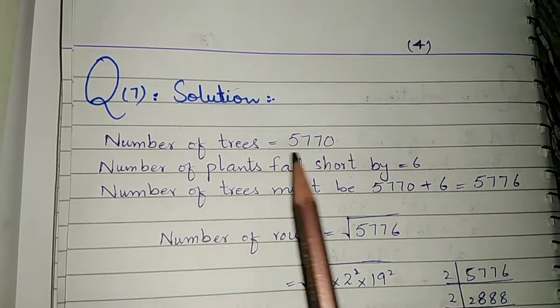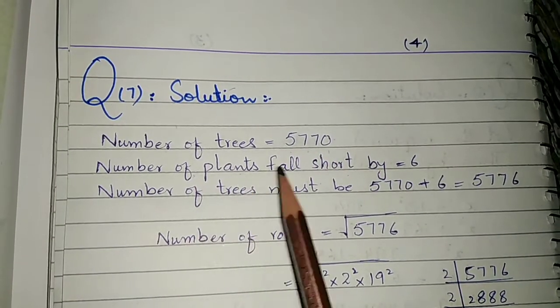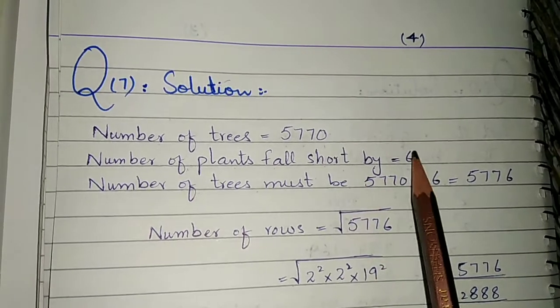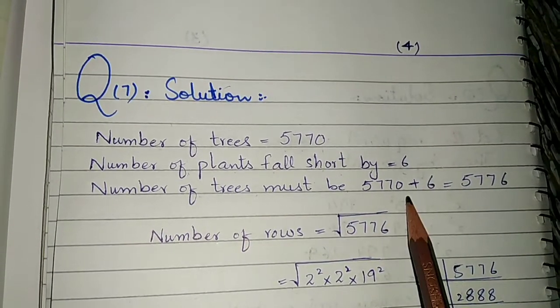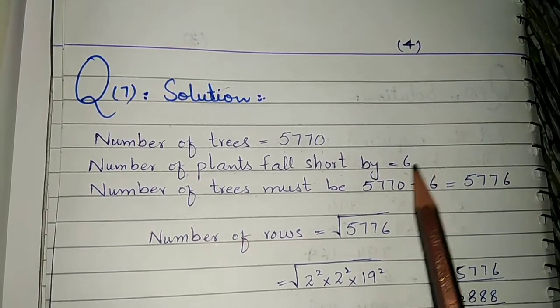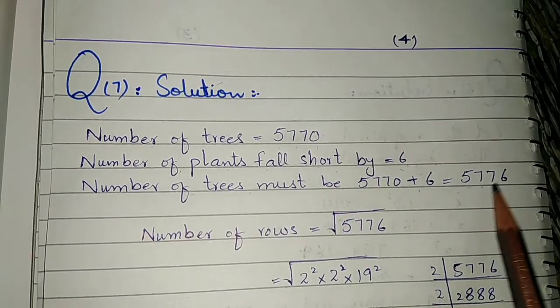So the number of plants given in the question is 5,770. The number of plants falls short by 6. So that many plants will be added. The number of plants must be 5,770 plus 6, because these plants fall short by 6. So that is equal to 5,776.